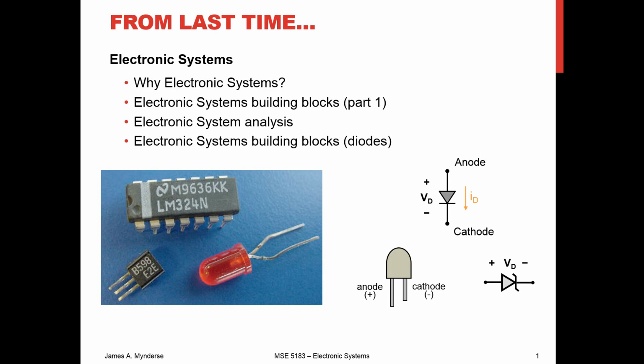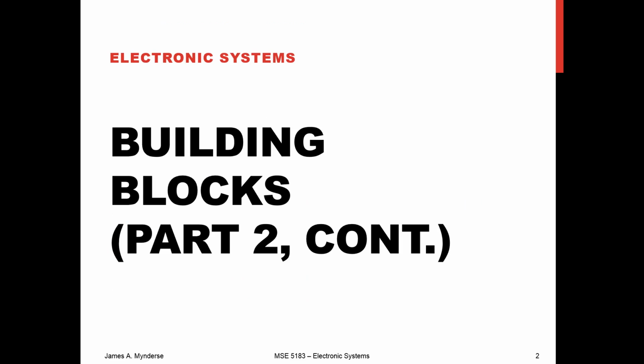Hi folks. So we're picking up from where we left off in class with electronic systems. You may recall that last time we were talking about building blocks, as I call them, of electronic systems. We talked about passive components, our resistors, capacitors, and inductors. And we started talking about active components, things like our diodes. And so we want to pick up from there.